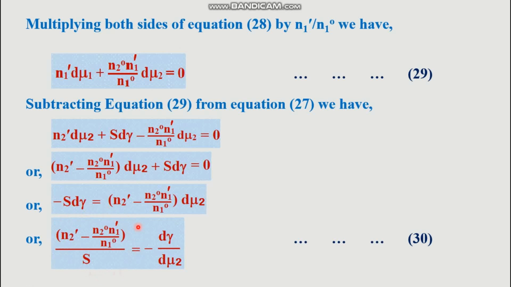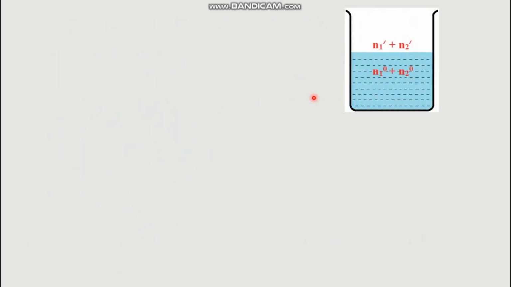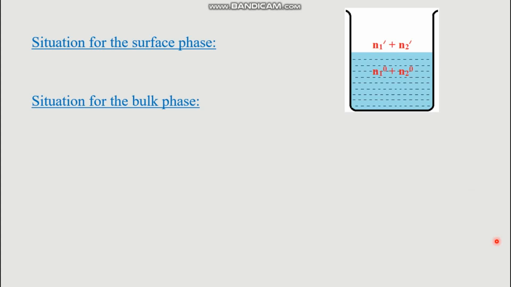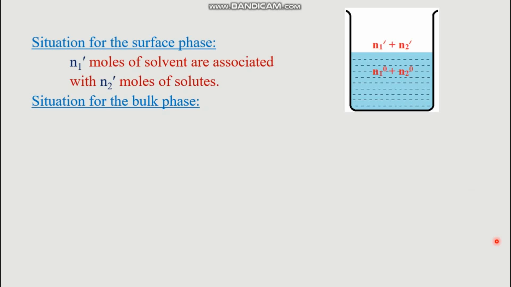Okay, let us think in a different way. So this is the solution. Here n1 prime number of moles of solvent are associated with n2 prime number of moles of solute in the surface, whereas n1 0 number of moles of solvent are associated with n2 0 number of moles of solute in the bulk. Okay, so we have two situations. Situation number 1 is the surface phase, and situation number 2 is the bulk phase. In the surface phase, n1 prime moles of solvent are associated with n2 prime moles of solute. Up to that, it's okay.